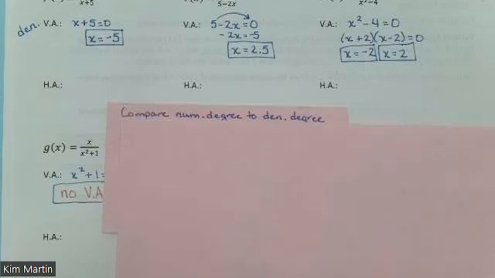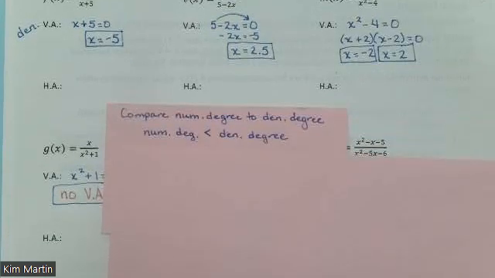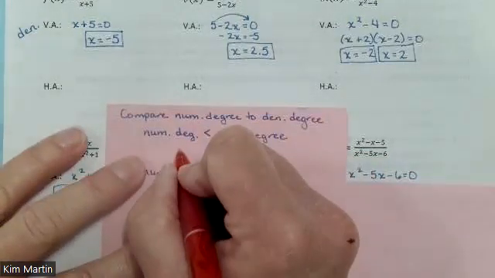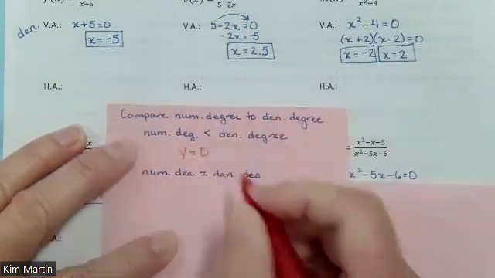Okay, there's going to be 3 scenarios with this. The first one, the numerator degree is going to be less than the denominator degree. Okay? That's going to be the first one. If that's the case, you have a horizontal asymptote at y equals 0.